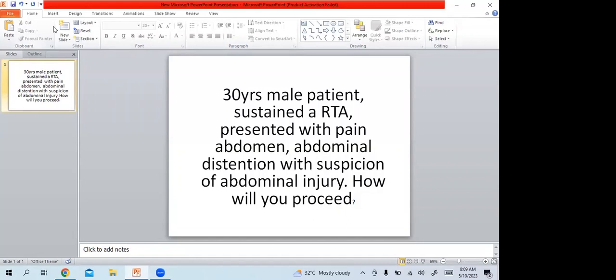Then we will go for abdominal examination, starting with inspection. In inspection, we will look for any bruising, abrasion, any ecchymosis over the umbilicus or flank, and any distension of the abdomen. Then we will look for the movement of the abdomen.